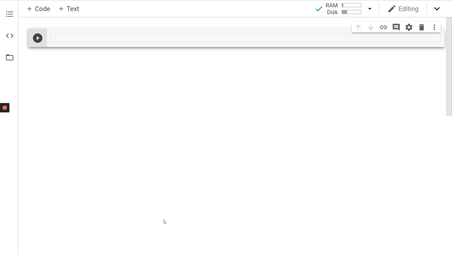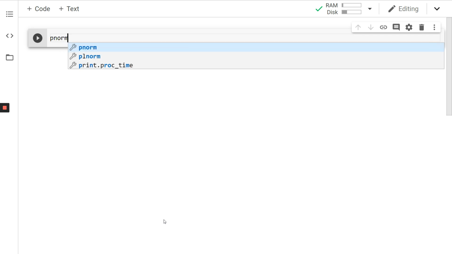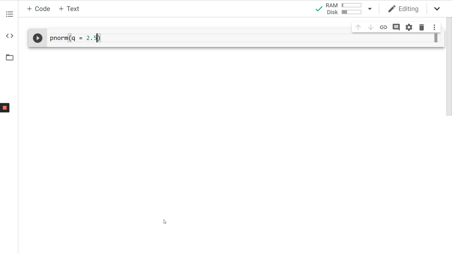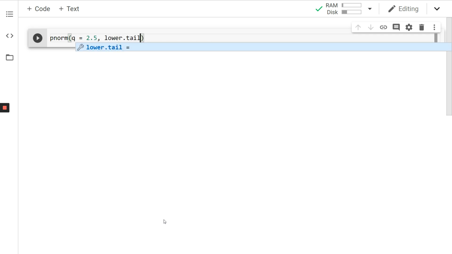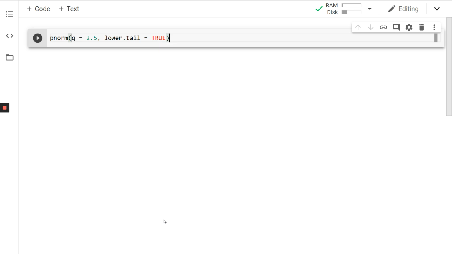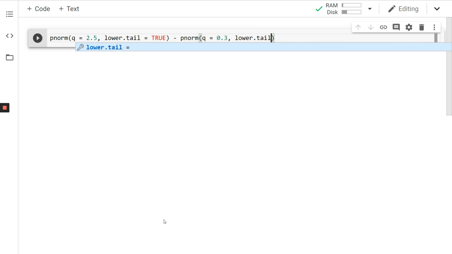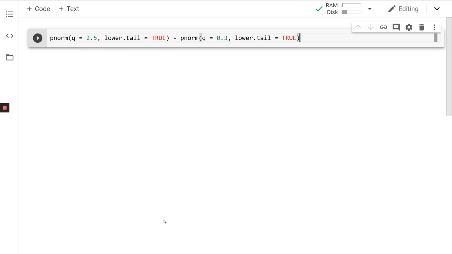Okay, so probability, pnorm, and we want everything to the left of 2.5 first. Since it's to the left, we're including the lower tail, so lower tail true. But then we want to subtract off the extra bit that we don't want. We don't want anything to the left of 0.3. And since it's to the left, the lower tail is also true. So everything to the left of 2.5, and then subtract off the extra bit, which is everything to the left of 0.3.